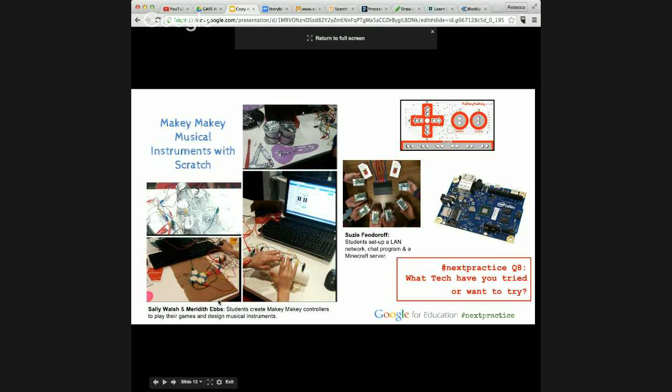So here we've got some examples where teachers, Sally Walsh and Meredith Epps, have had their students create Makey controllers to play the games that they've made, and also to design musical instruments. We recently tried that at the Science Week here in Adelaide and had students creating their own musical instruments, which they loved. They were so excited. We had people that came back the next day. So that's an interesting one.